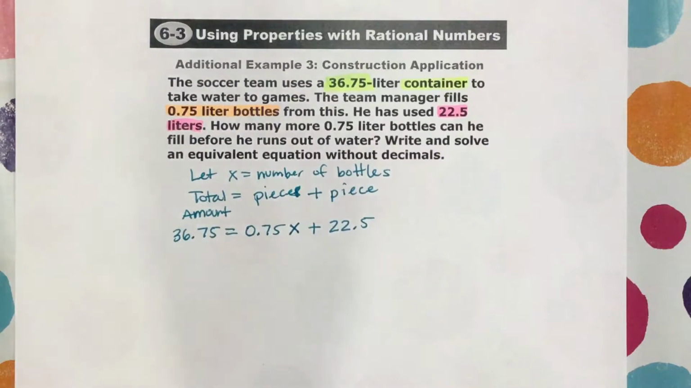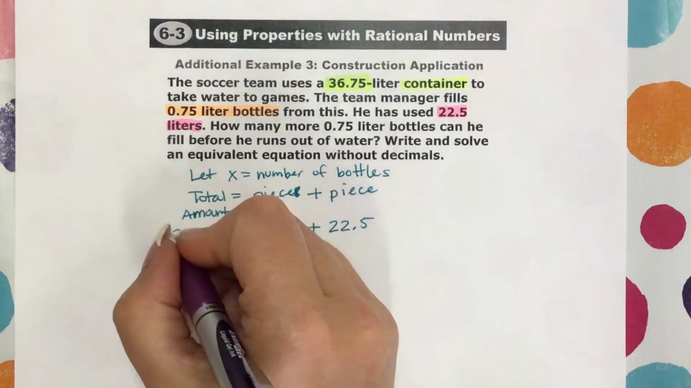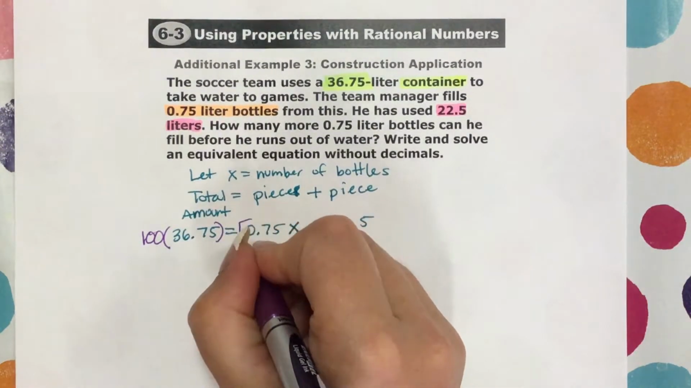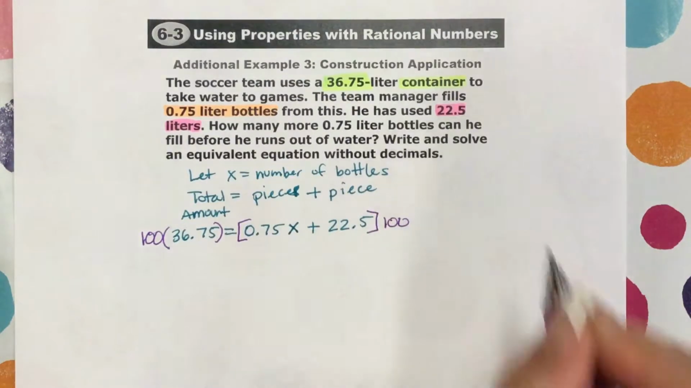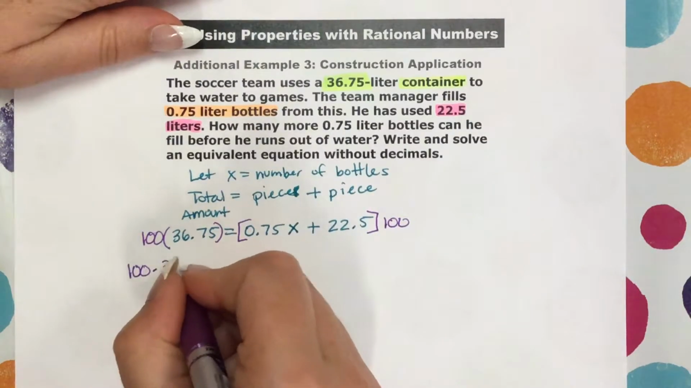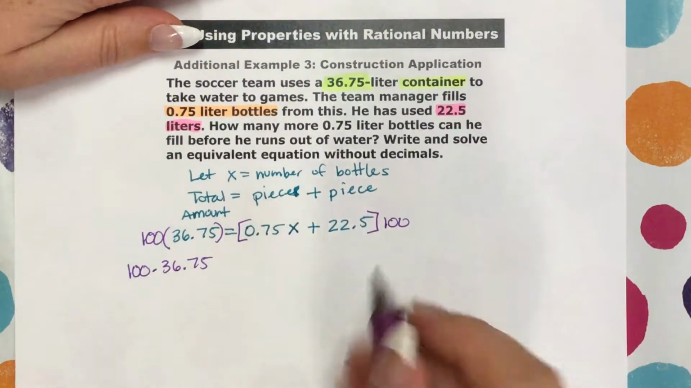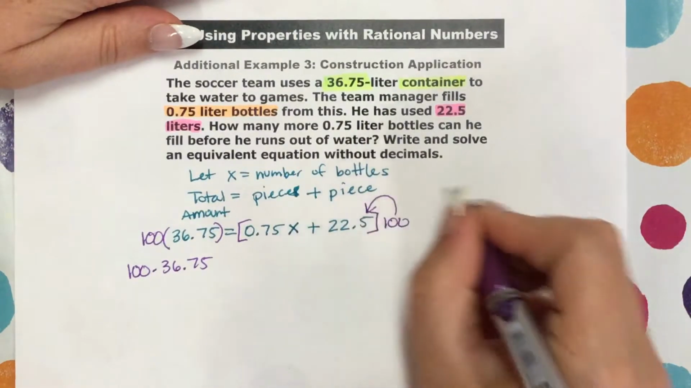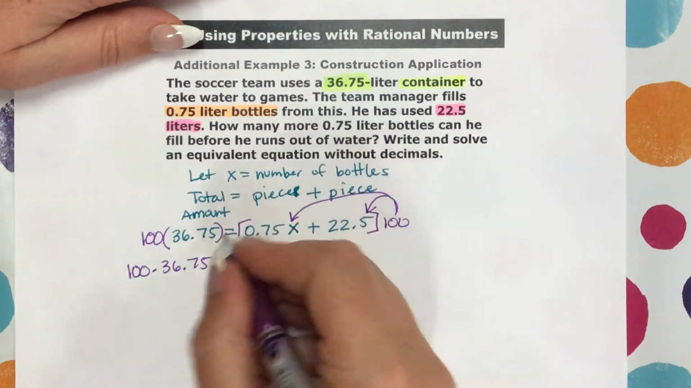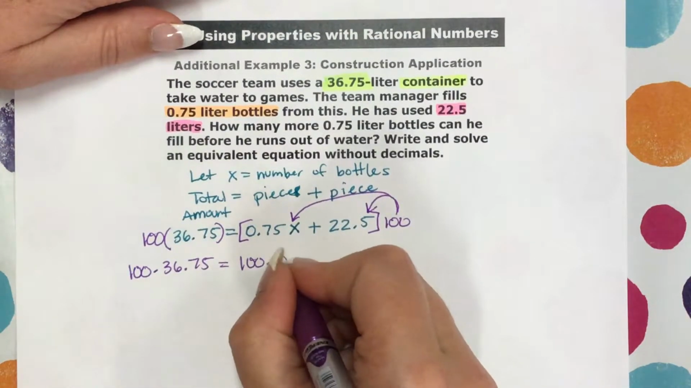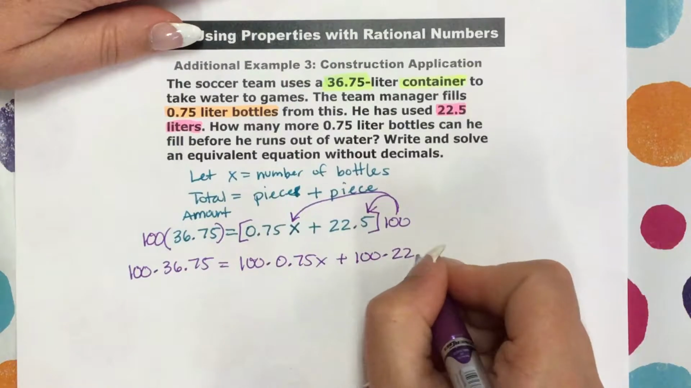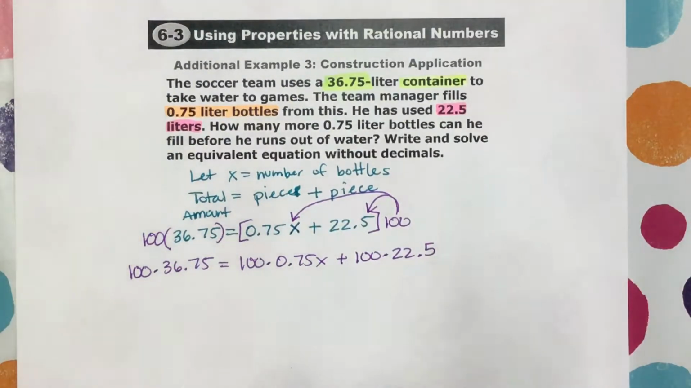So what we're going to do is multiply this entire equation by 100. So this side of the equation and this side of the equation we're going to multiply by 100. So we're going to go 100 times 36.75, and you're going to see what's going to happen when we do this. And then we're going to go 100 times 22.5 and 100 times 0.75x. So 100 times 0.75x plus 100 times 22.5. So we multiply everything by 100.